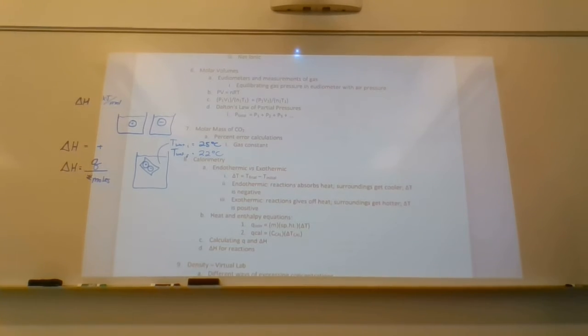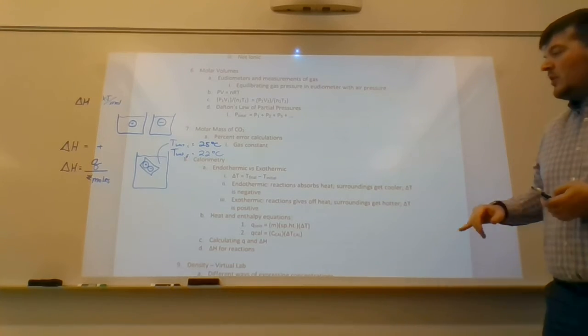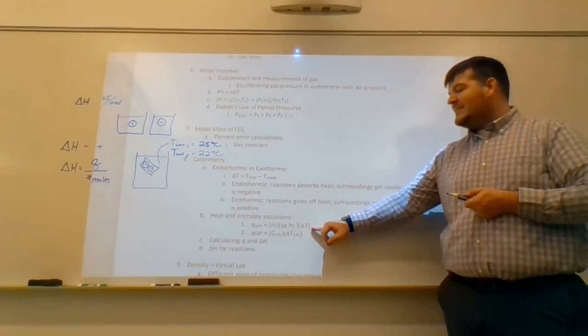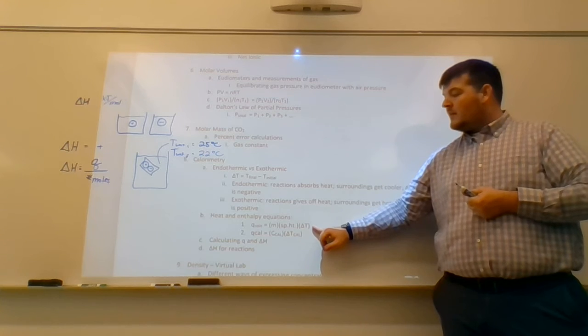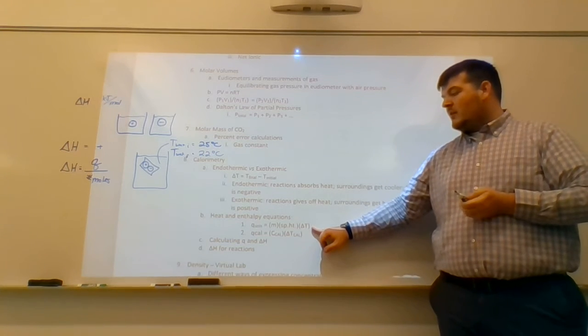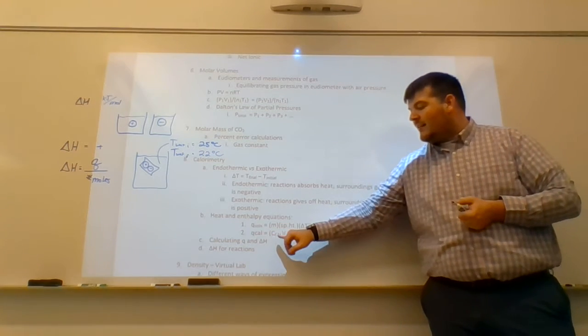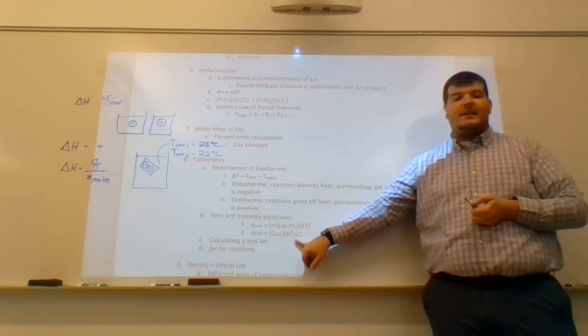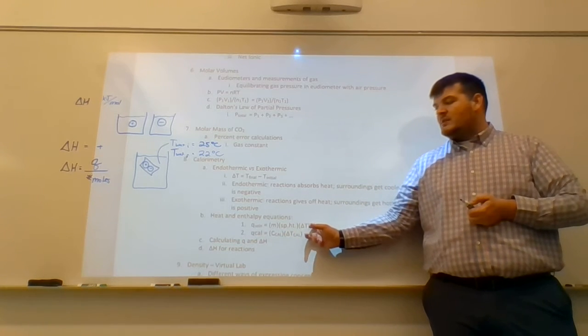What else is on here? Heat and enthalpy equation. So remember our Q solution equals mc delta T, and our calorimeter equation is that the Q of the cal is equal to C cal and delta T cal. I had a couple questions about this during the lab.